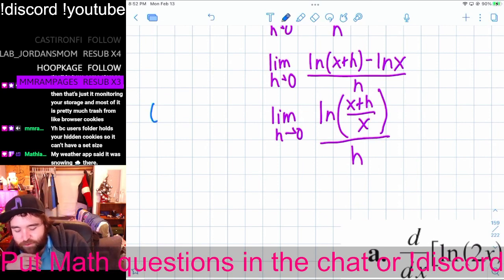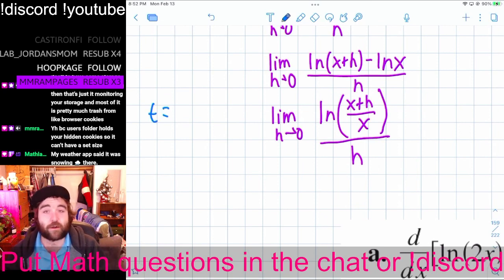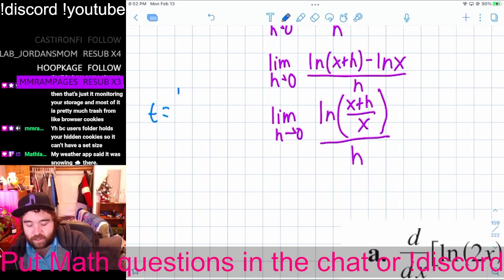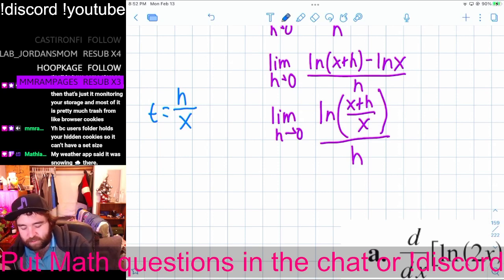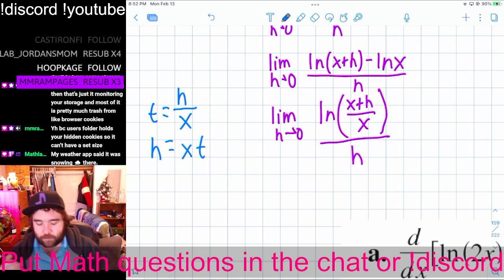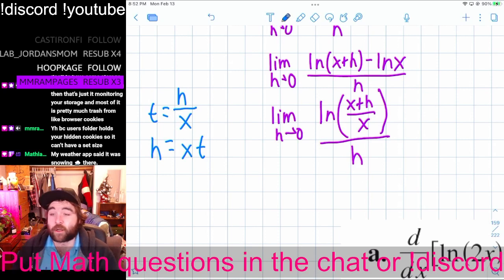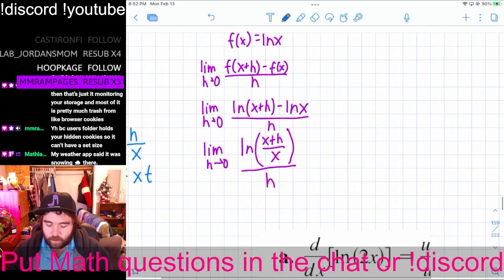So we're going to use a new variable, a little substitution. We're going to call it t. And we're going to say that t is equal to h over x. And then real quick, we're going to say, therefore, that means, if we multiply both sides by x, that h is equal to x times t. And then now we're going to stop doing this problem in terms of h, and we're only going to do this problem in terms of t.